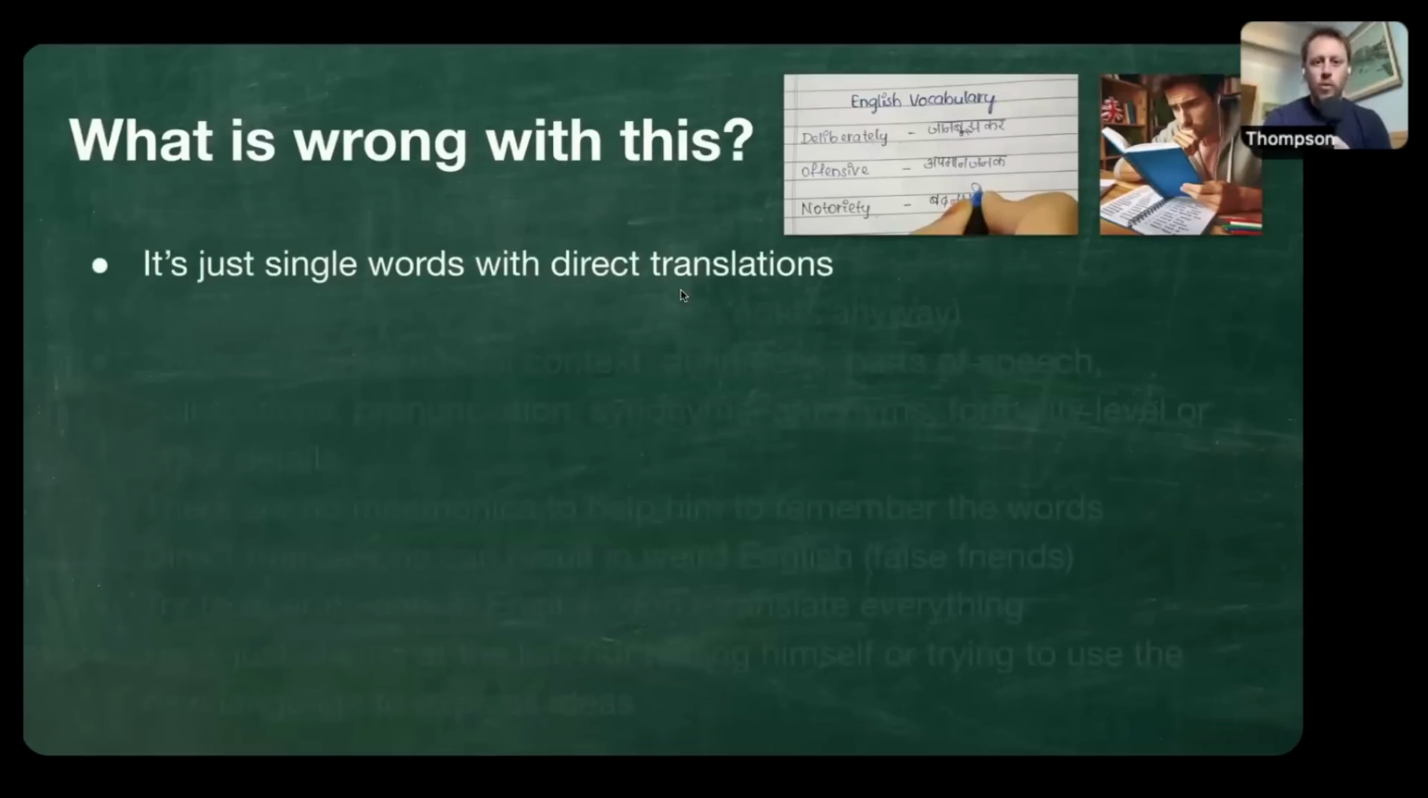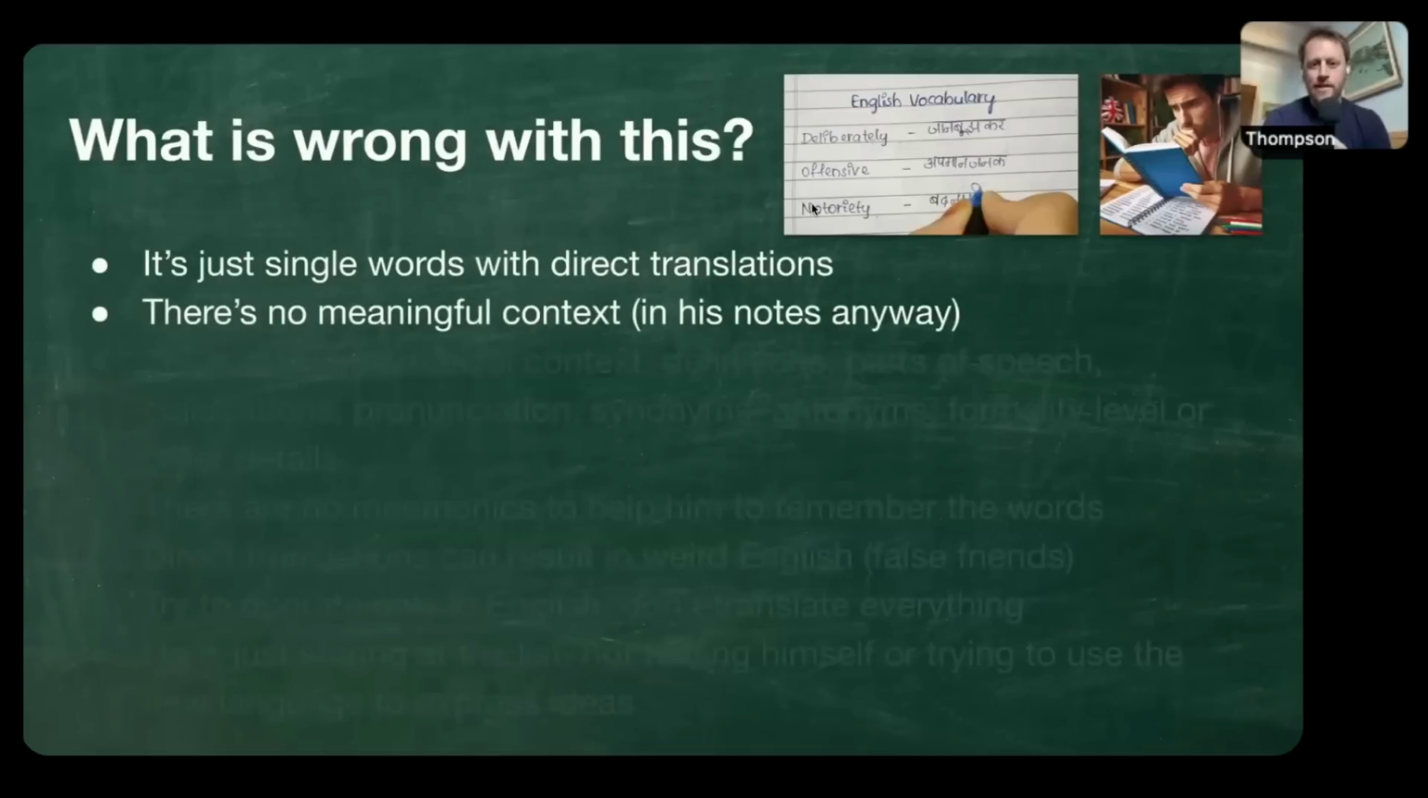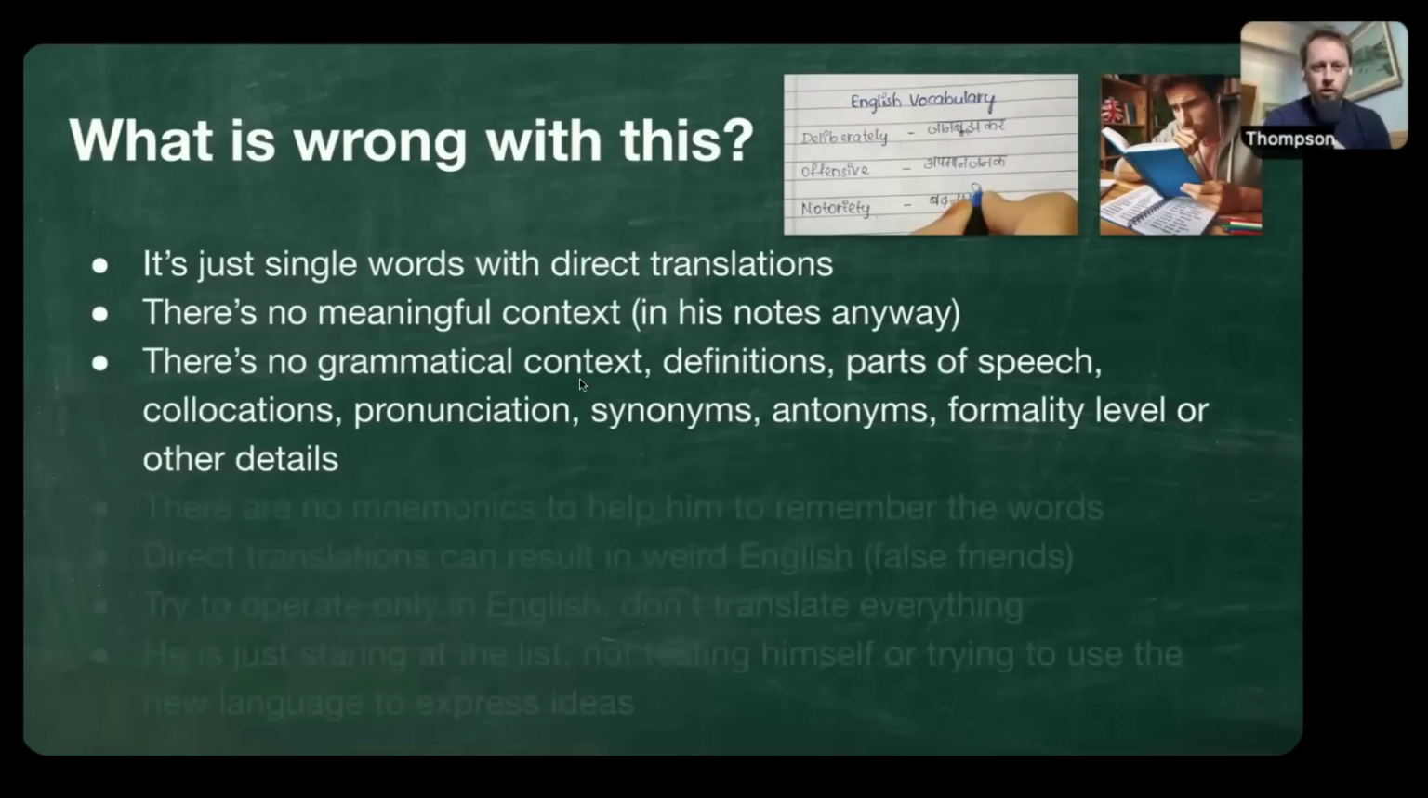Well, it's just single words with direct translations. There's no meaningful context in his notes anyway, as far as we can see. So the words here are just on their own. There's no actual sentence around them, no meaning around them. There's no grammatical context, definitions, parts of speech, collocations, pronunciations, synonyms, antonyms, formality level, or other details, right?